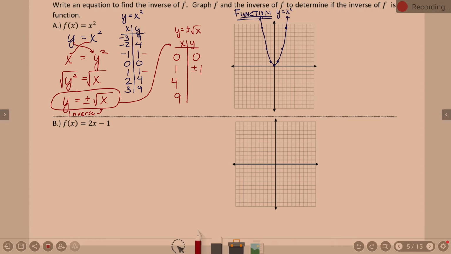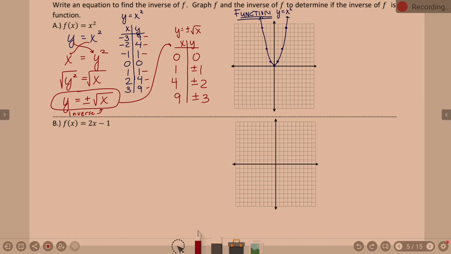What about 4? The square root of 4 is 2 or plus or minus 2. That matches up with 2, 4, and -2, 4, doesn't it? 9, the square root of 9 is plus or minus 3. That matches up. So it is also switching them, right? I promise it is.